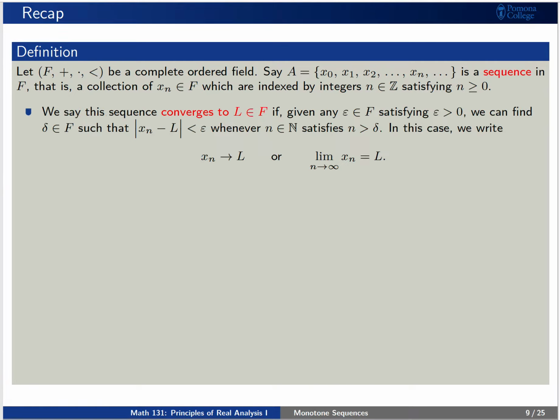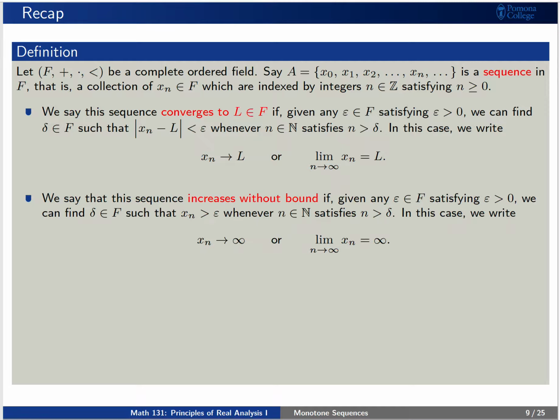First, we'll say that this sequence converges to an element L if, given any positive epsilon, we can find a delta such that, in absolute value, xn minus L is less than epsilon whenever n is greater than delta. In this case, we'll say that xn tends to L, or that the limit as n increases without bound of xn equals L.